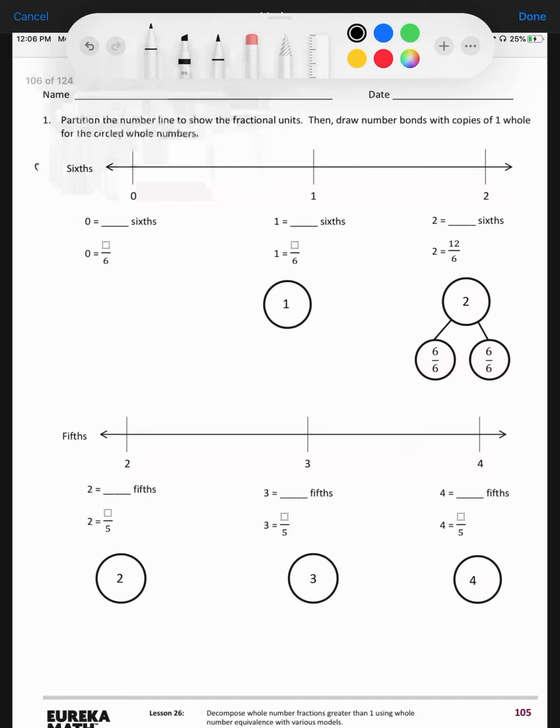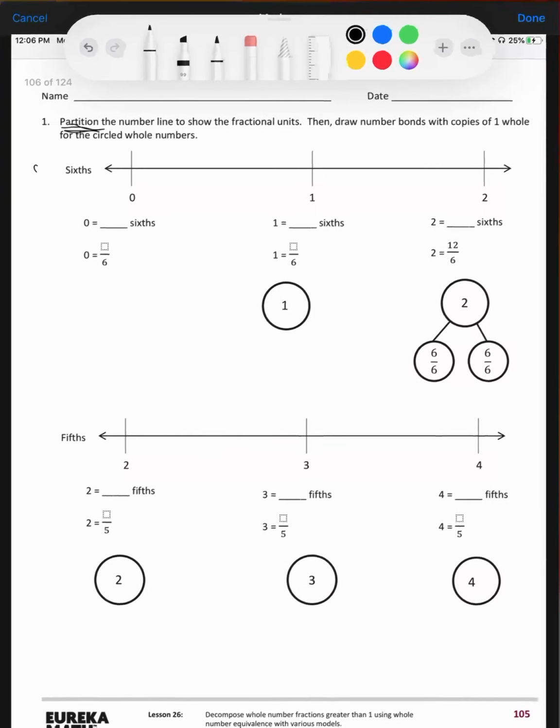So our directions say partition. Partition just means break apart the number line to show the fractional units. Then draw number bonds with copies of one whole for the circled whole numbers. That's hard to understand, but once I explain it, you'll see that it's super easy.